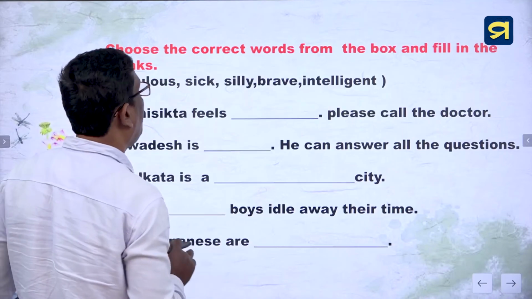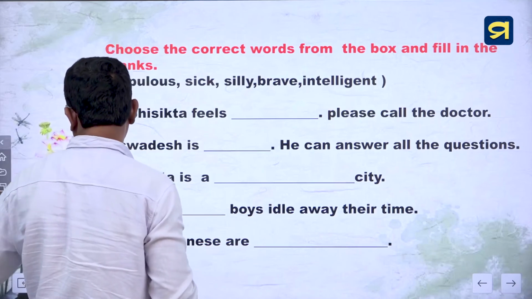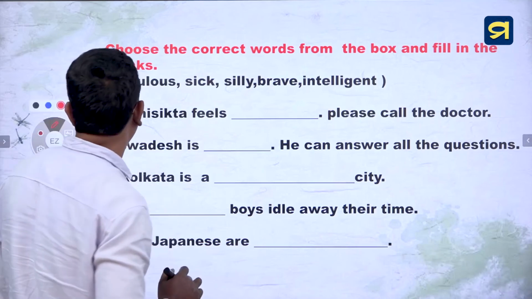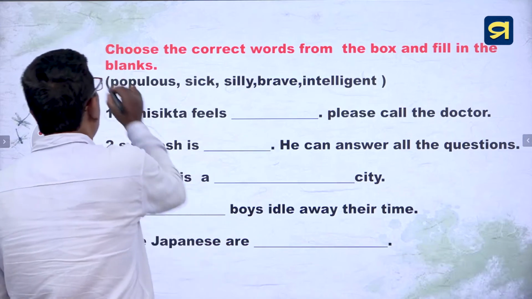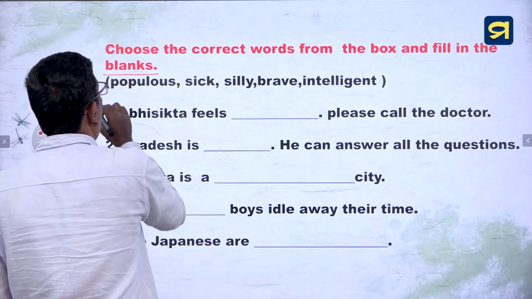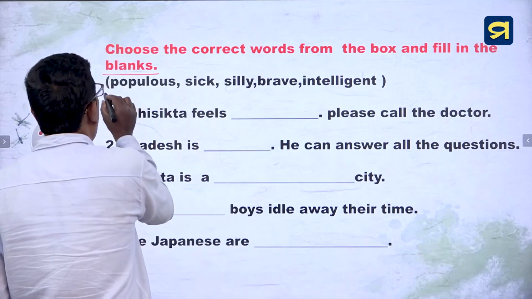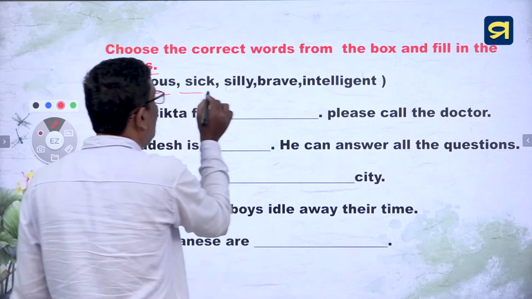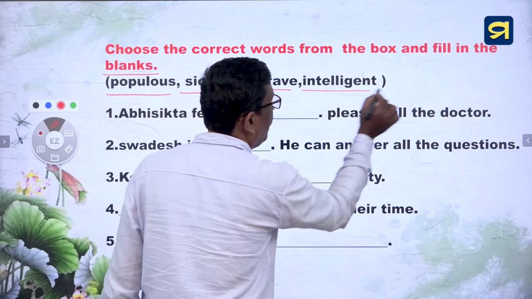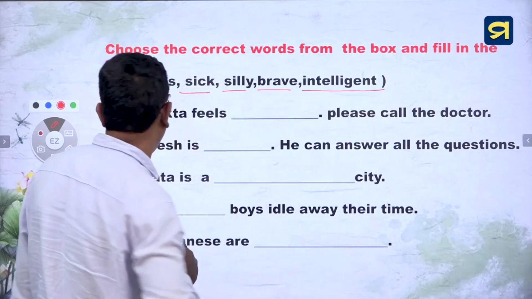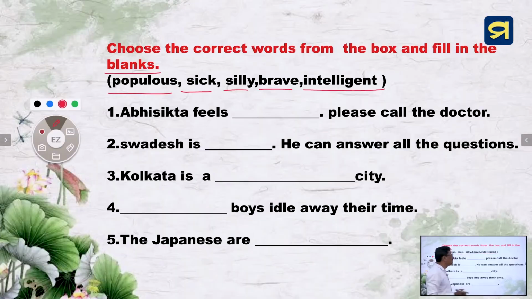Now we are going to have a test for using adjectives. Choose the correct words from the box and fill in the blanks. What words were given here? Populous, sick, silly, brave and intelligent. 5 words are given. And we have to use these adjectives in their proper place.